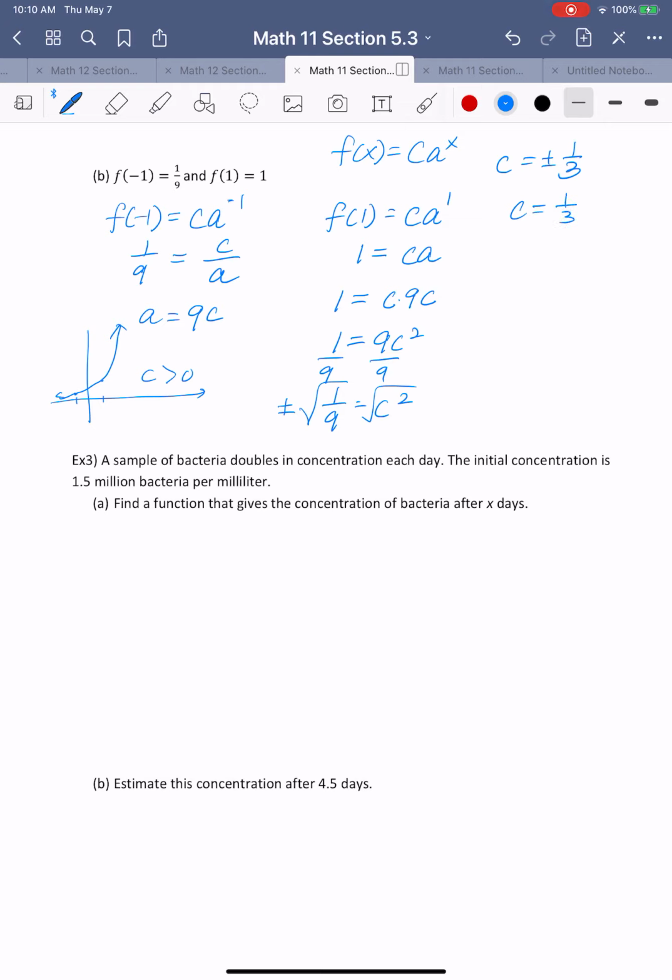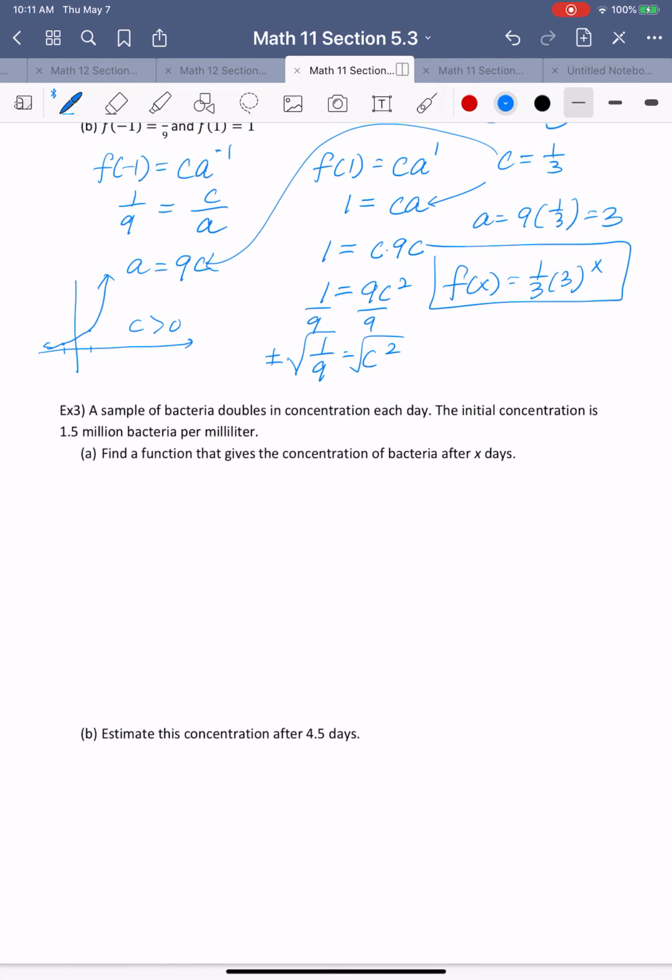So once you have c as 1/3, you need to plug it in. If you plug it in right here, or you can plug it in here too, you can plug it in here if you want. Okay, so a is equal to 9 times 1/3, which is 3. So a is 3, c is 1/3, so your function is 1/3 times 3 to the x power.